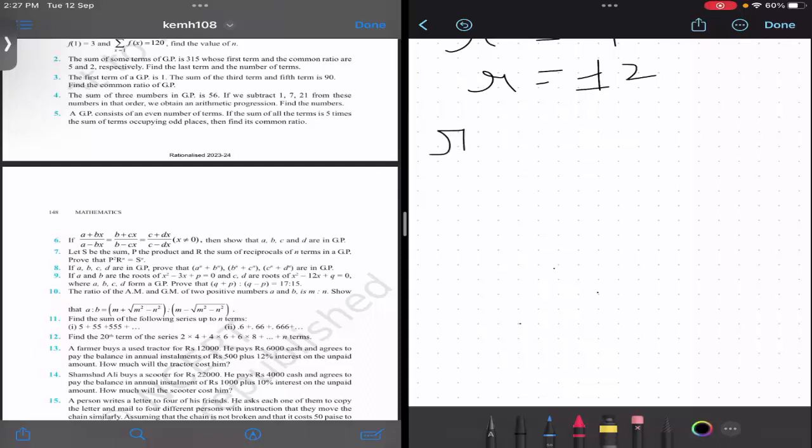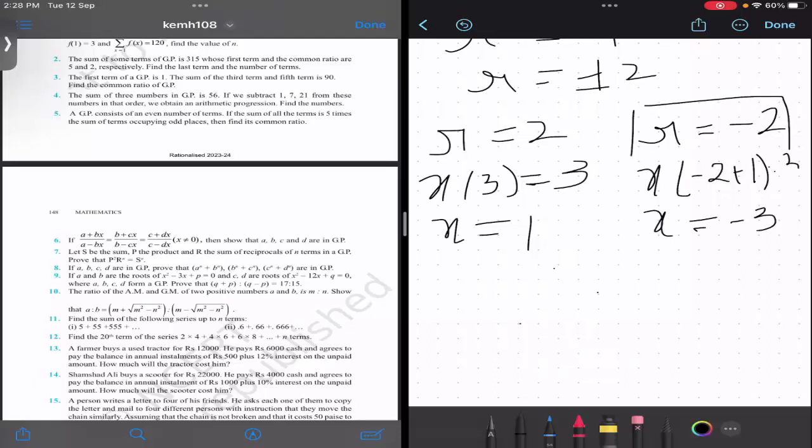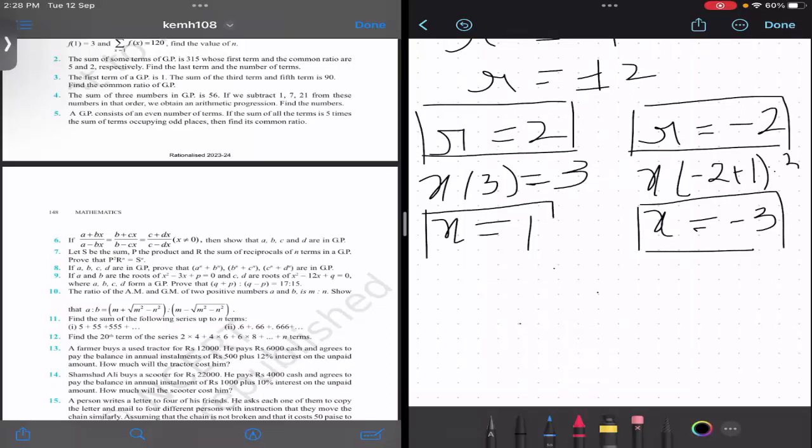So for r equals 2, you have x into 3 equals 3. Therefore, x equals 1. Right. For r equals minus 2, you would have x into (−2 + 1) equals 3, and therefore you would have x equals minus 3. So r equals minus 2 and x equals minus 3 would be one case, and then this would be r equals 2 and x equals 1.